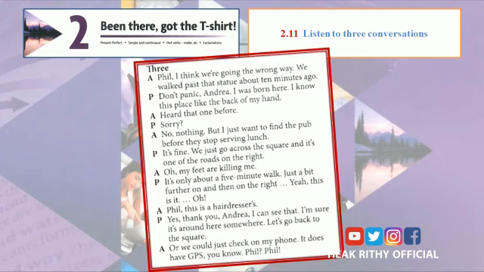Oh, my feet are killing me. It's only about a 5-minute walk. Just a bit further on and then on the right. Yeah, this is it. Oh. Phil, this is a hairdresser's. Yes, thank you, Andrea. I can see that. I'm sure it's around here somewhere. Let's go back to the square. Or we could just check on my phone. It does have GPS, you know. Phil? Phil!